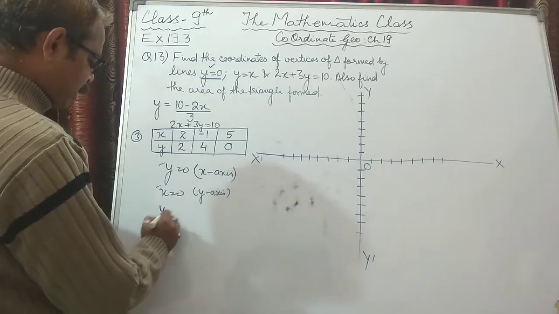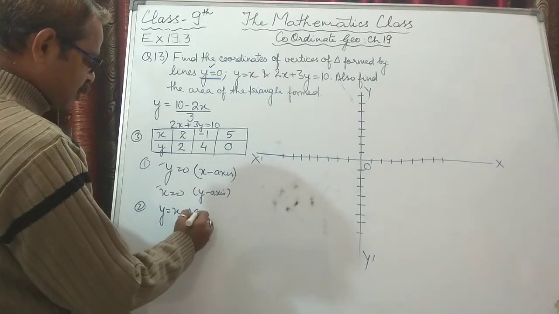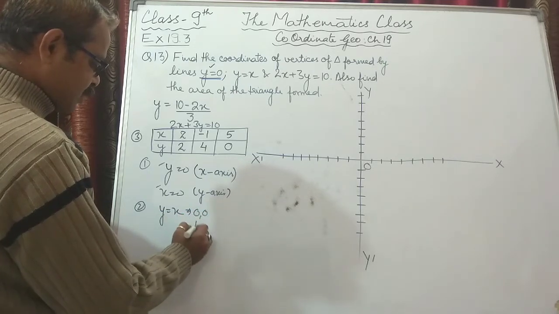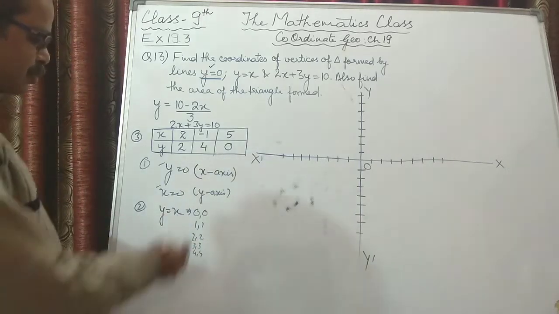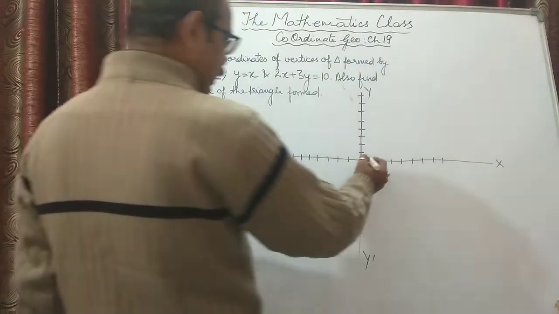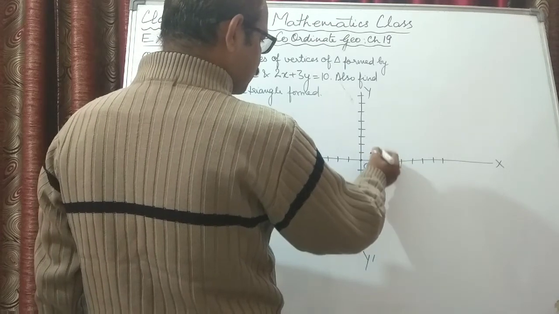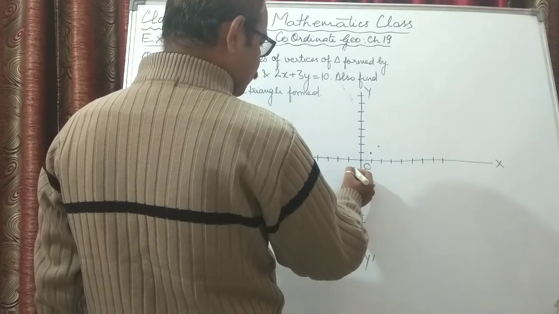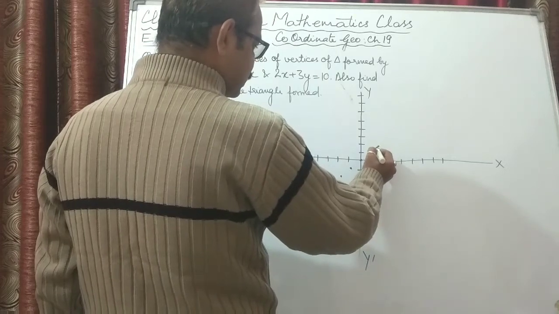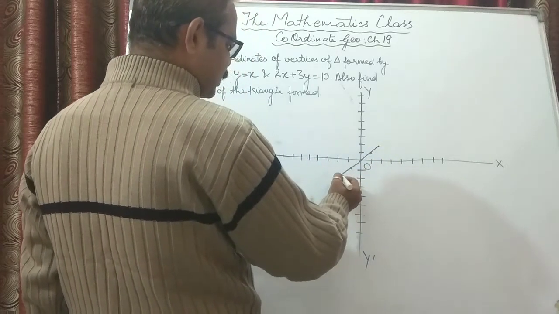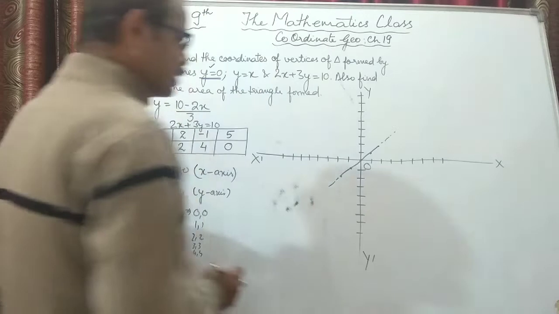Now we are plotting the points for the second one, that is y is equal to x. So when y is 0, x is 0. When x is 0, y is 0. When x is 1, y is 1. 1 1, 2 2, 3 3 and 4 4 and so on. So we will take just 3 points. When x is equal to 0, y is equal to 0. When x is equal to 1, y is equal to 1. When x is equal to 2, y is equal to 2. X equal to minus 1, y is minus 1, x equal to minus 2, y is minus 2. So this is a line that is represented by x is equal to y or y is equal to x. This is the second line.